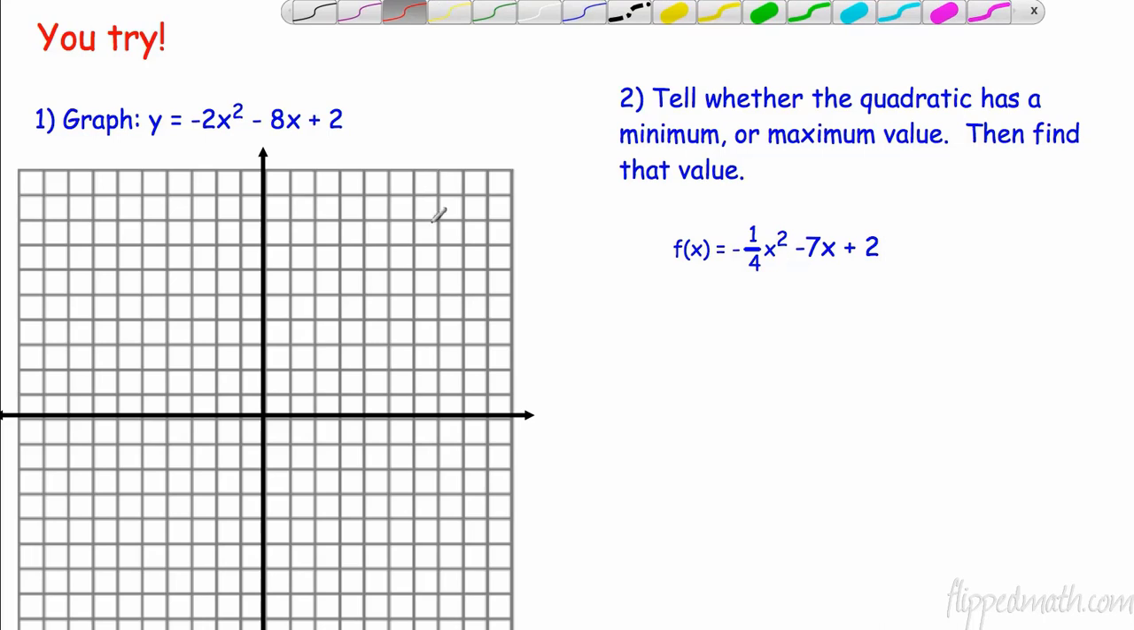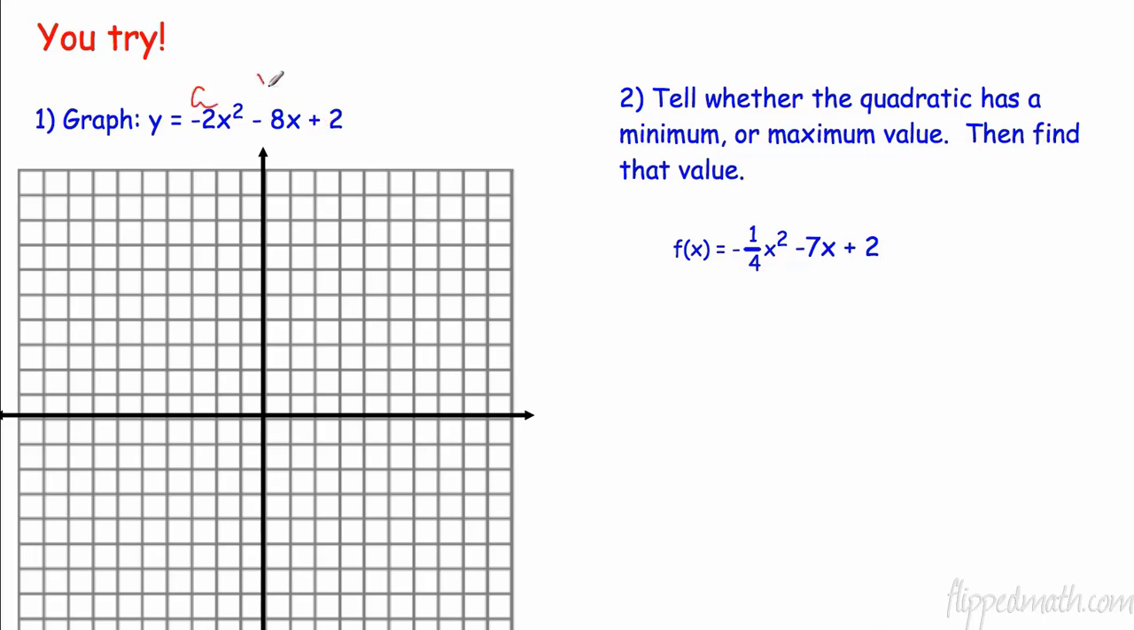All right. So let's see, I have A, B, and C. So I'm going to find my x. Negative B. So negative 8 is 8. 2 times A, 2 times negative 2 is negative 4. So my x is negative 2. Can you see I have a pattern? So x is negative 2.